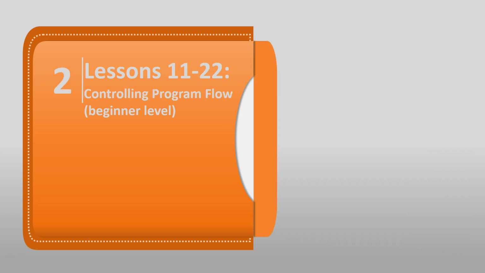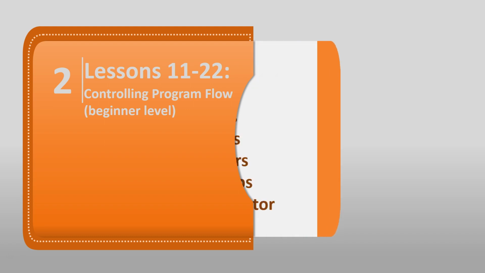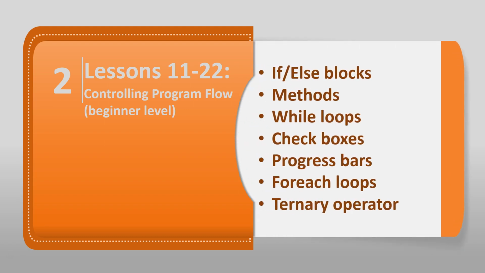Alright, lessons 11 through 22 talk about controlling program flow. You will learn about if-else blocks, methods, while loops, checkboxes, progress bars, for each loops, ternary operator, and many other small details.